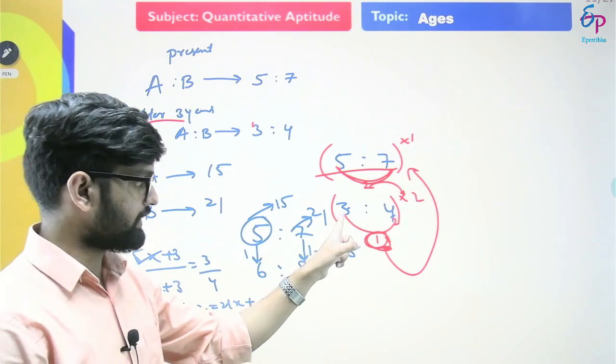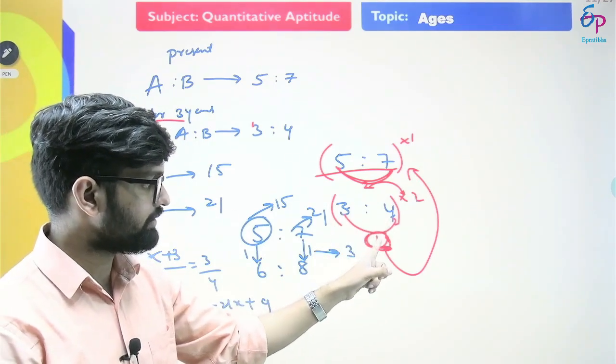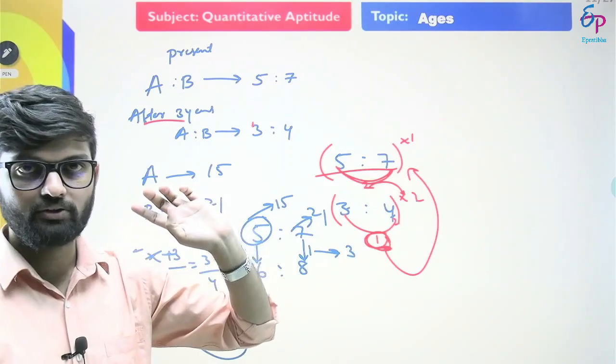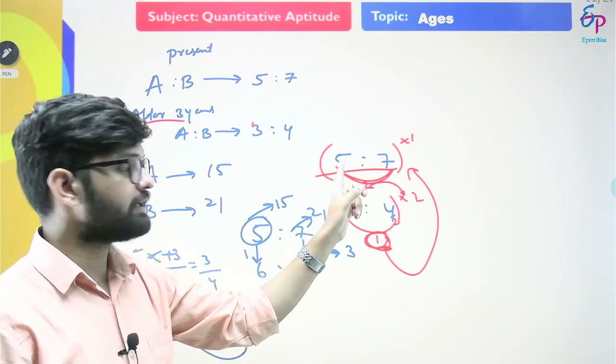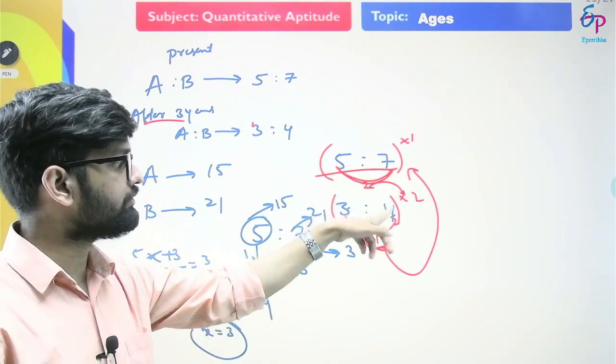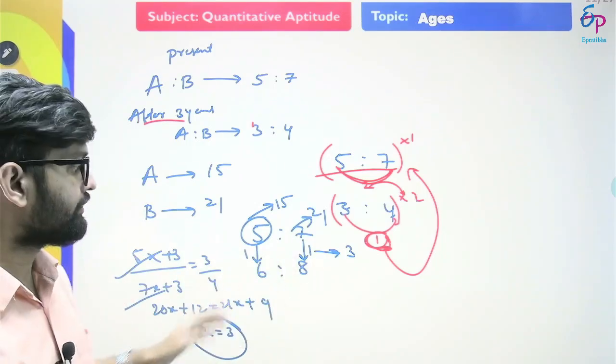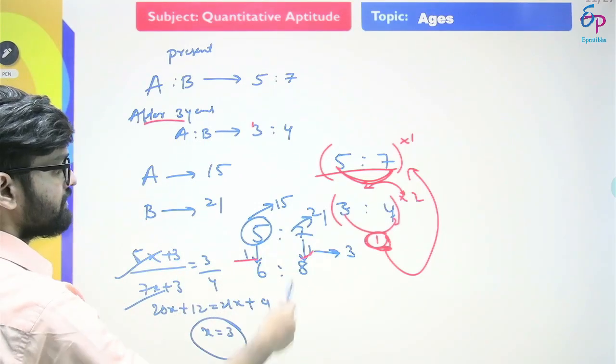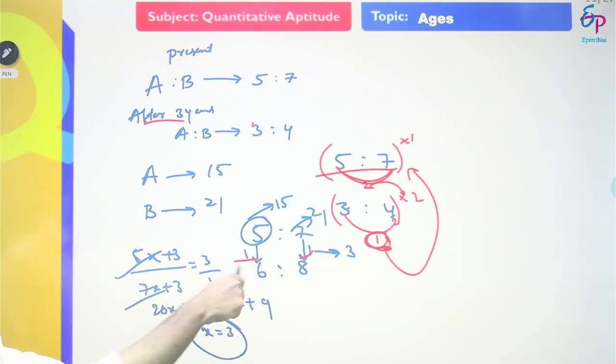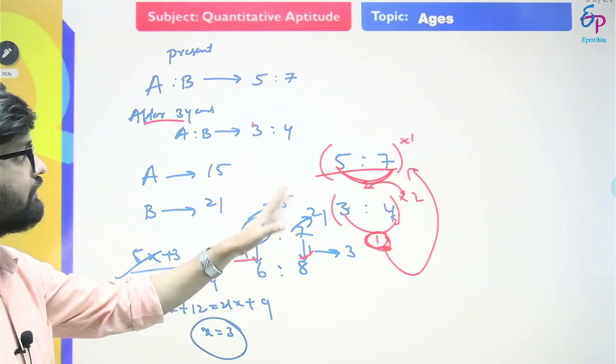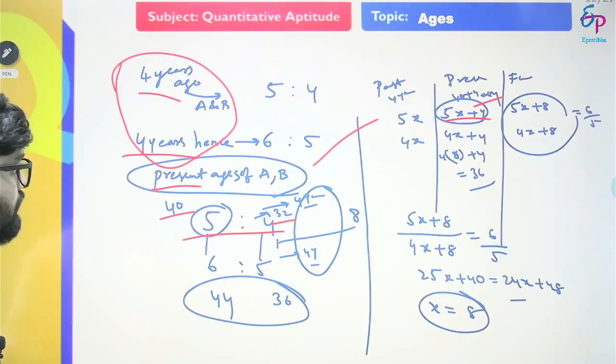The difference which I got by taking the part difference here will be multiplied with the first ratio. The first ratio's part difference will be multiplied to the second ratio, like that. Then the part difference will be equal, you can see here, and once the part difference is equal, you can equate them and you can get the answer.